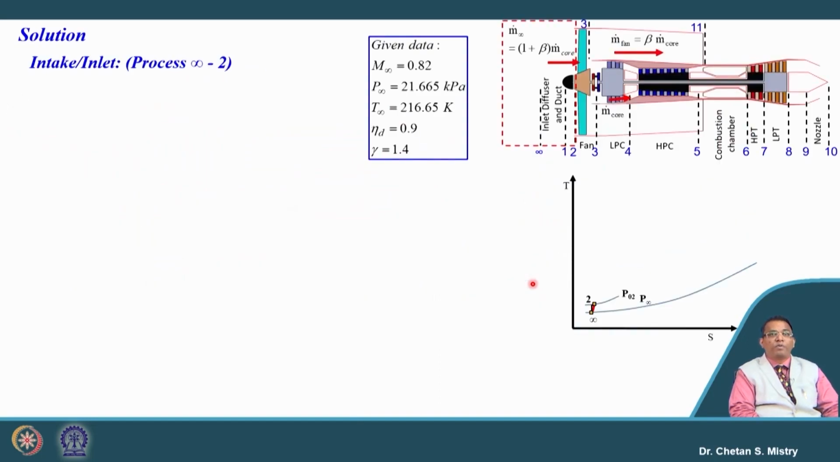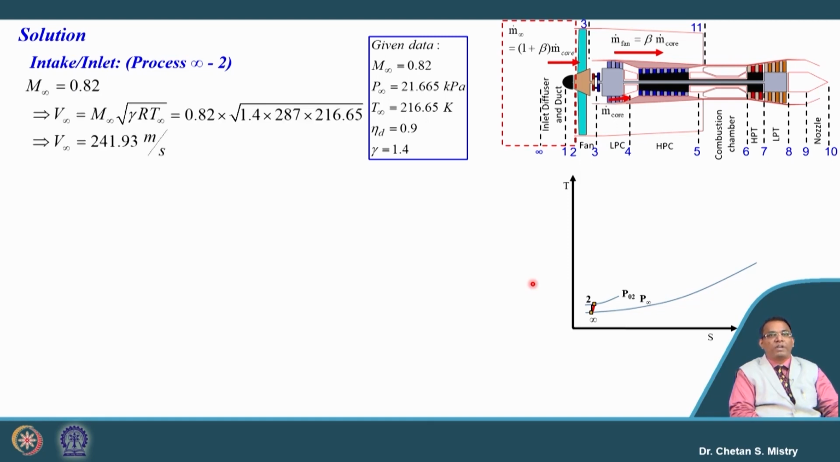The very first component in this case is our intake, and for this intake, what all information is known to us? My flight Mach number is given as 0.82, my pressure and temperature at that flying condition are known, and my diffuser efficiency is known. So, let us put these numbers. We will first calculate the flying velocity. It is 241.93 meter per second.